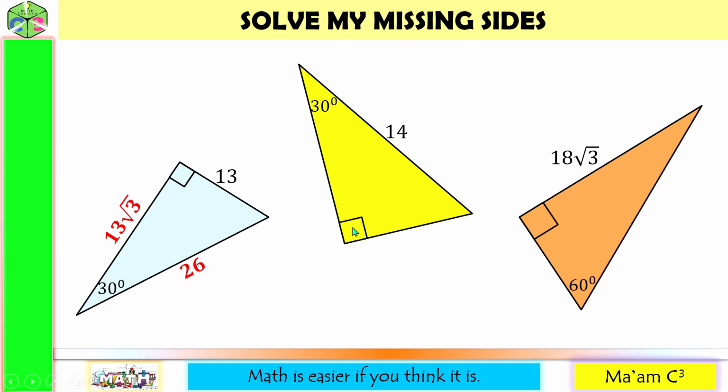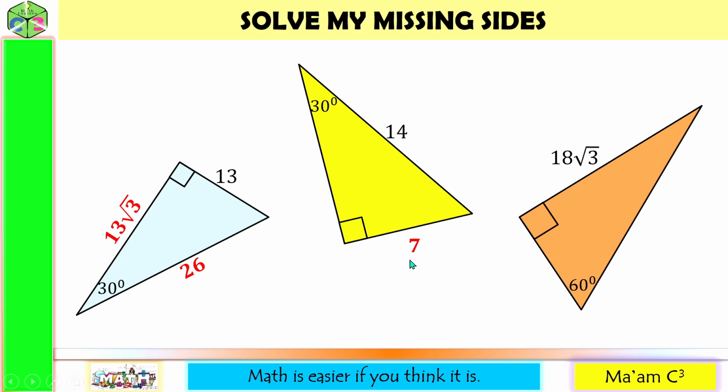Here, we are given the one opposite 90 degrees. We are given the measurement of the hypotenuse. So, to solve for the shorter leg, we simply have to divide this by 2. 14 divided by 2 is 7.